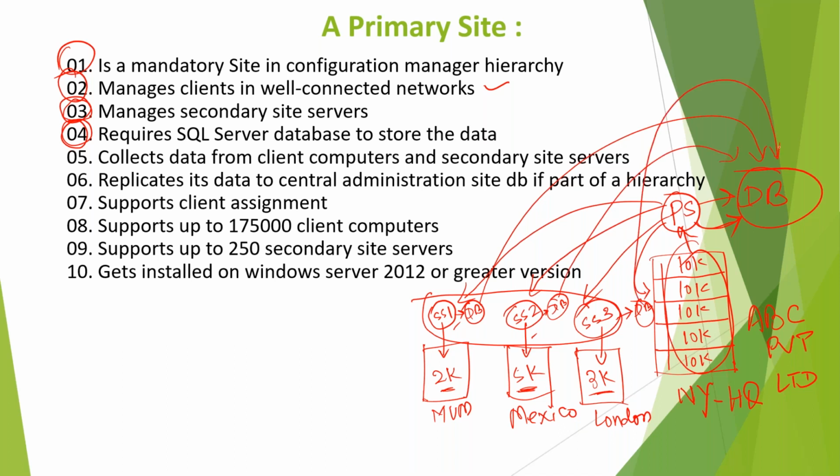All the secondary site databases will get replicated to the primary database. So it is going to collect data from client computers, from the New York computers, plus the secondary site databases. It replicates the data to the central administration site database. So in case the primary site is a member of a central administration site, let's say the central is on the top and the central also has a database, then it will replicate the data there.